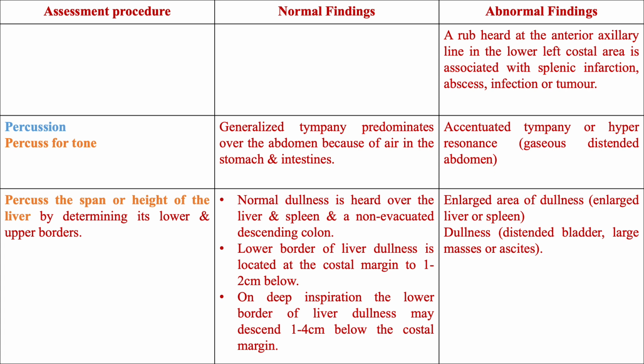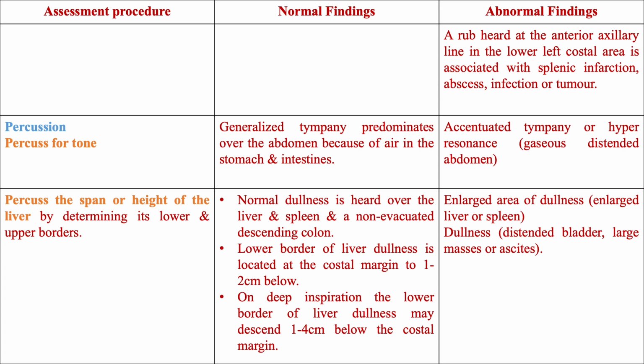Accentuated tympany or hyperresonance is suggestive of a gaseous distended abdomen. Next, percuss the span or height of the liver by determining its lower and upper borders. Normal dullness is heard over the liver and spleen and a non-evacuated descending colon. Lower border of liver dullness is located at the costal margin to 1 to 2 cm below. On deep inspiration, the lower border of liver dullness may descend 1 to 4 cm below the costal margin.